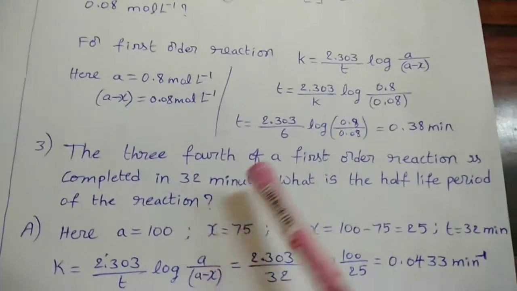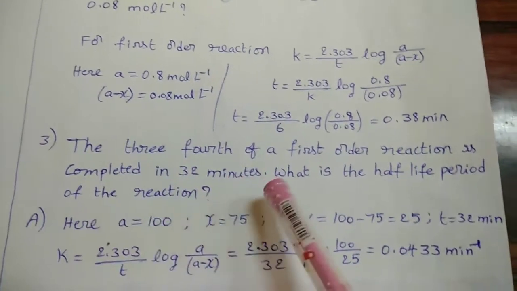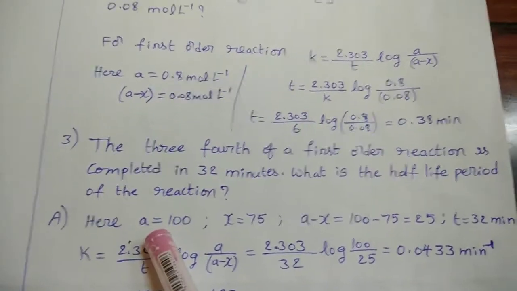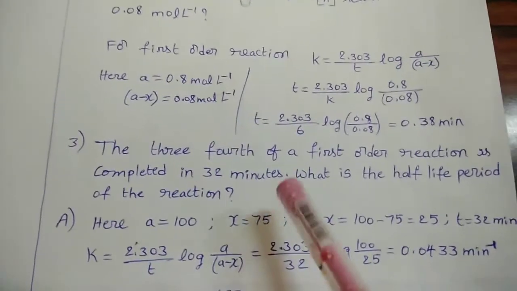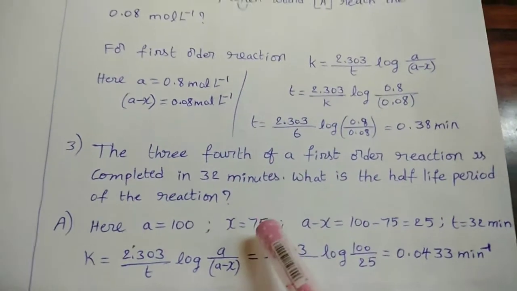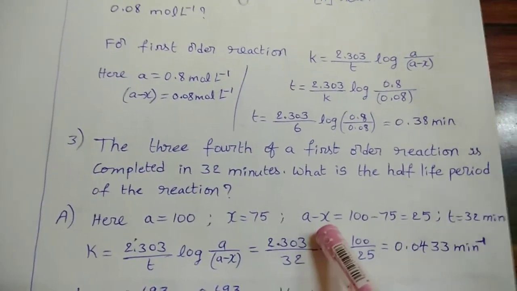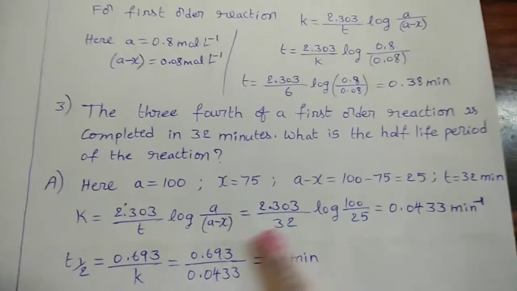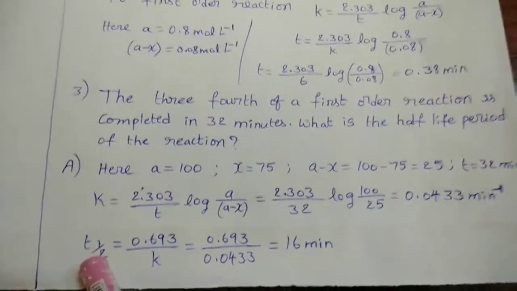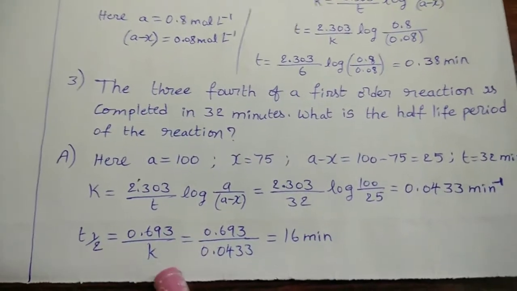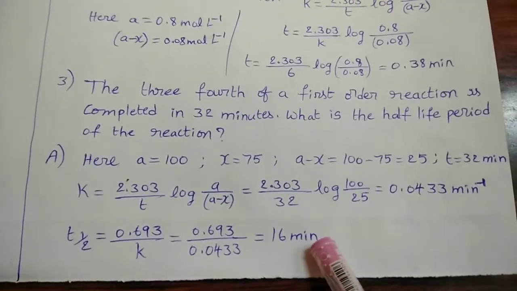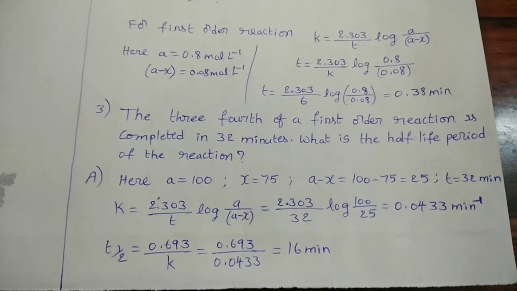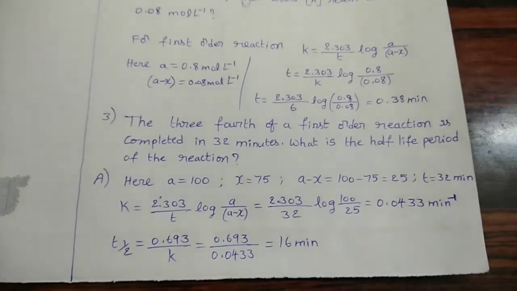Next, 3/4 of a first order reaction is completed in 32 minutes. What is the half-life period of the reaction? If we consider the initial concentration as 100, then 3/4 means 75% is completed. So a minus x equal to 100 minus 75, that equals 25. The rate constant expression is this one. T half formula: T half equal to 0.693 by k. Substitute the k value, then we can get T half. Okay, these are related to T half and the rate constant of the first order reaction. Okay, we will meet in the next class.